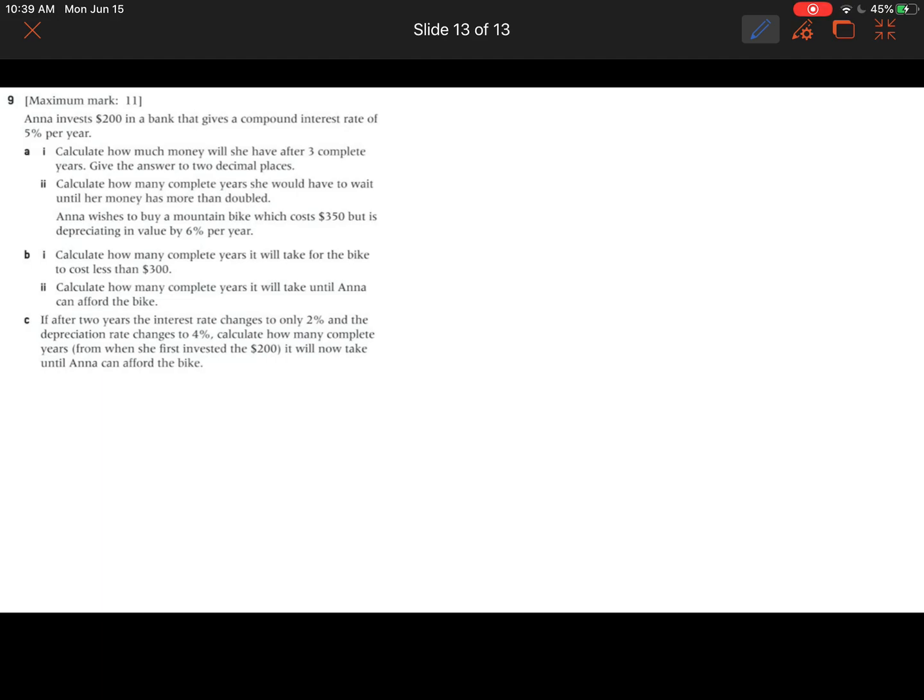Anna invests $200 in a bank account that gives a compound interest rate of 5% per year. After 3 years, how much is she going to have? So y is equal to 200 times 1.05 raised to the third power.